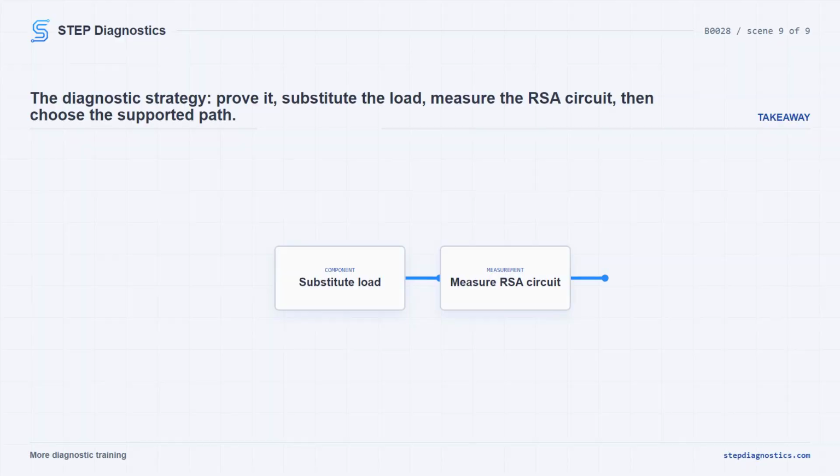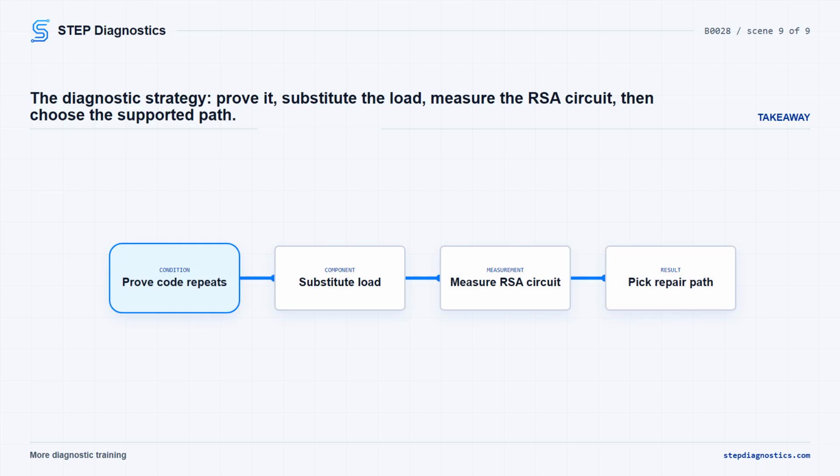The key on B0028 is not to guess at the airbag, the harness, or the module. Prove the code repeats, substitute the proper simulator load, then use the RSA circuit resistance result to separate the inflator, wiring, connector, and SRS unit paths.